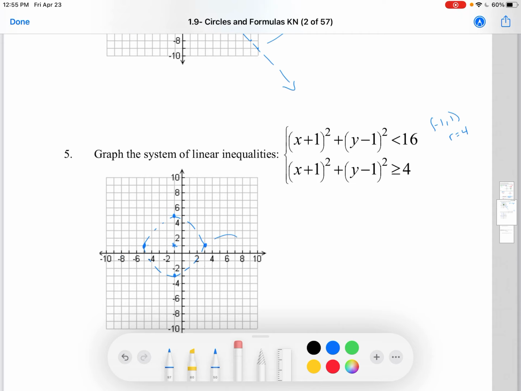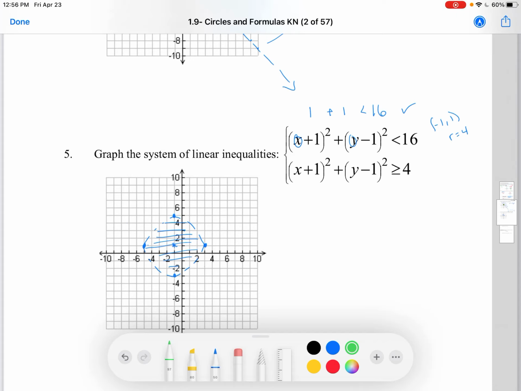Shading is actually going to be on the inside. The way to check for that, again, is to test a point. We can test 0, 0, which tells me that 0 is for X, 0 is for Y. When I plug that in, I get 1 plus 1. Is that less than 16? Yes. So that tells me I need to shade everything on the inside. Since 0, 0 lived on the inside, I need to graph and shade everything that's true, including 0, 0.